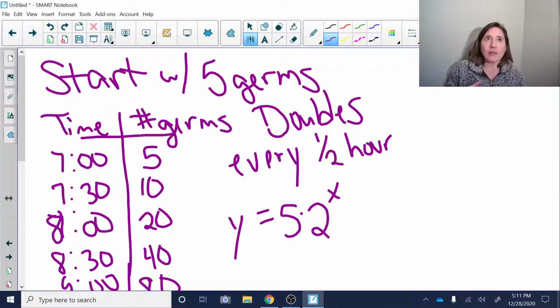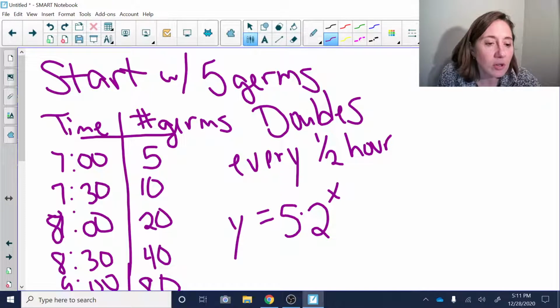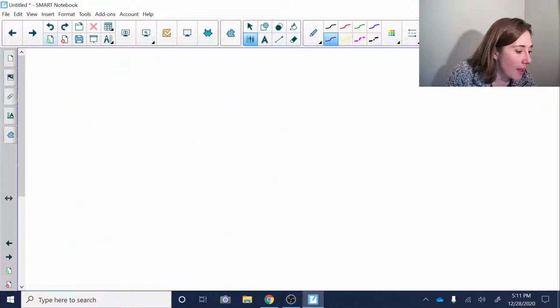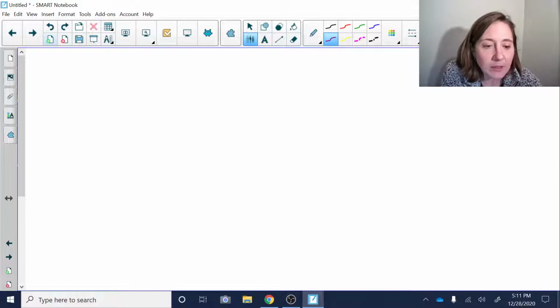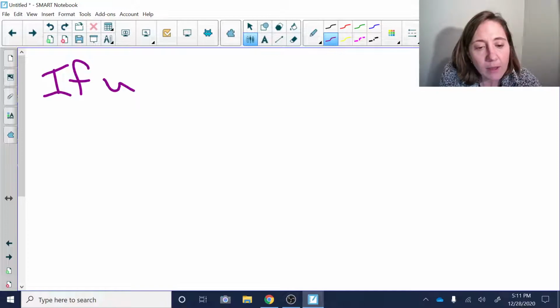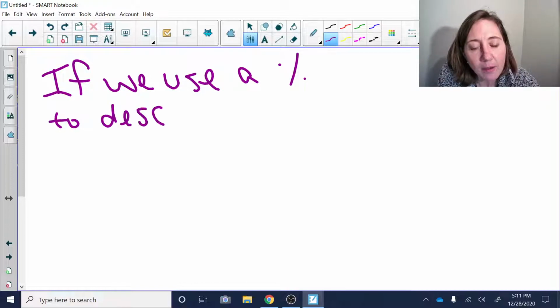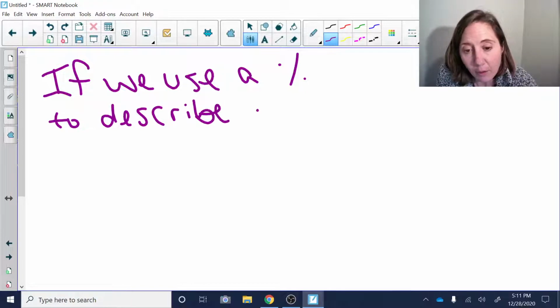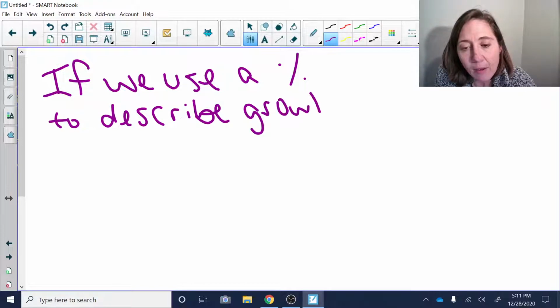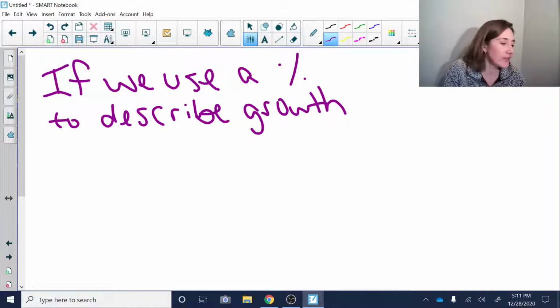But sometimes things don't necessarily double. They're growing, but not doubling super often. They might have a slower growth rate than that, and we often describe that with a percent. So let me show you how else this can look. If we use a percent to describe growth, today we're talking about growth, you'll see the same idea show up when we talk about decay. It would look something like this.